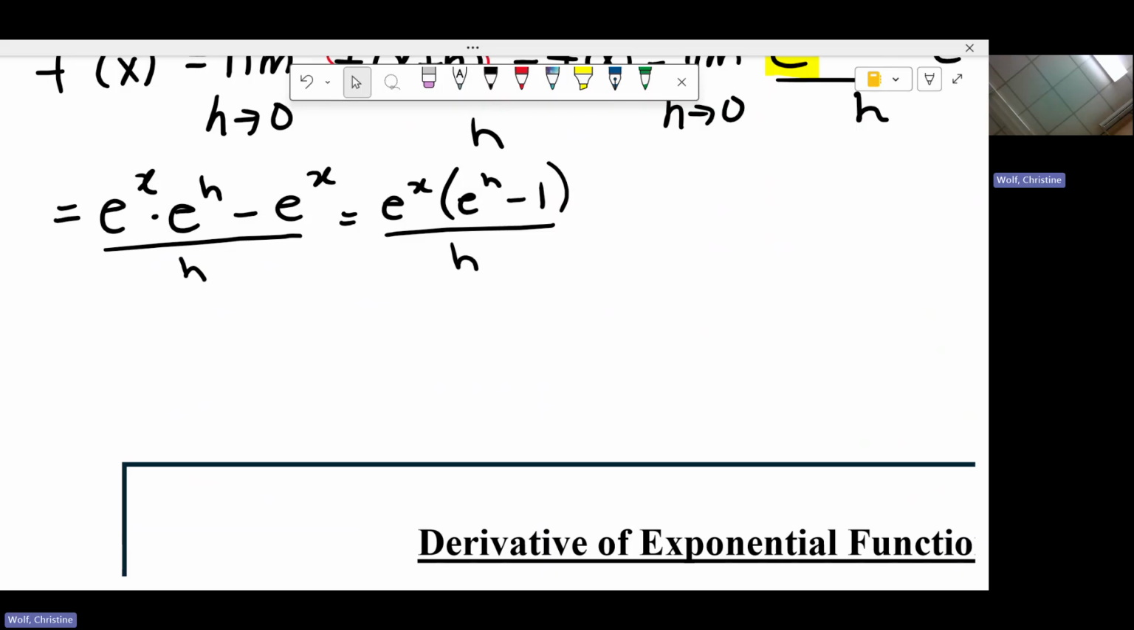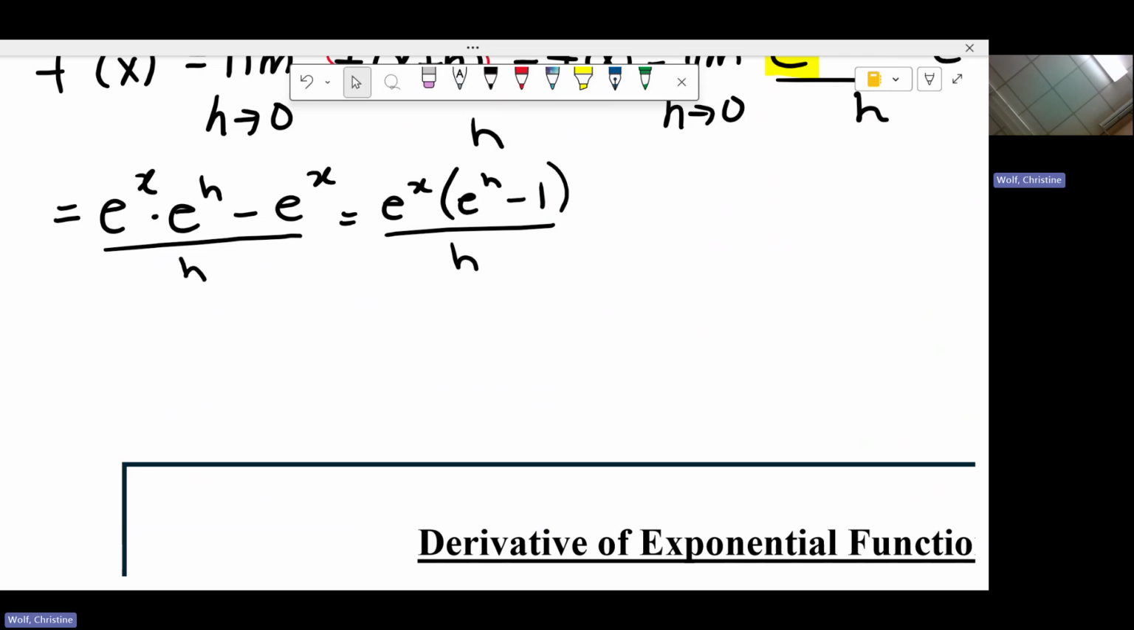Because we can't do that anymore, we are now going to start plugging in numbers, because there's nothing else we can do. Here's what we're going to do. We know that h is approaching 0, right? The limit definition told us that. So wherever I see an h, I'm going to plug in a number that is approaching 0.